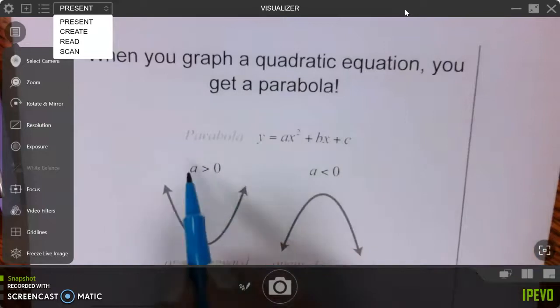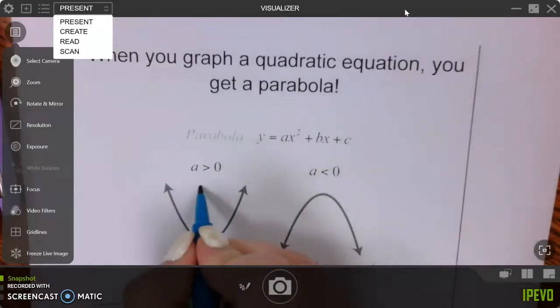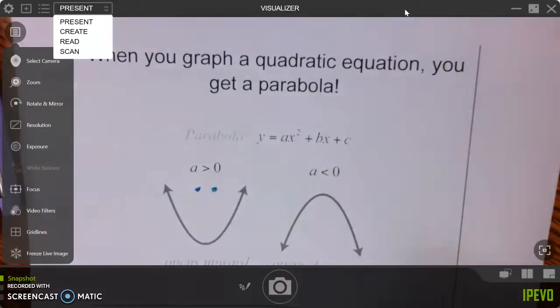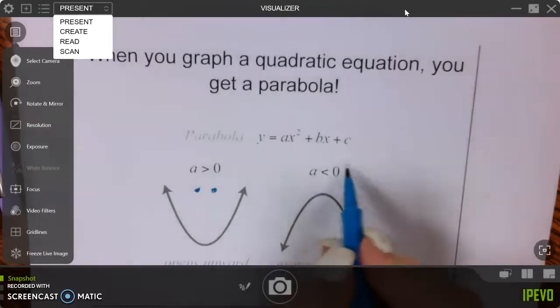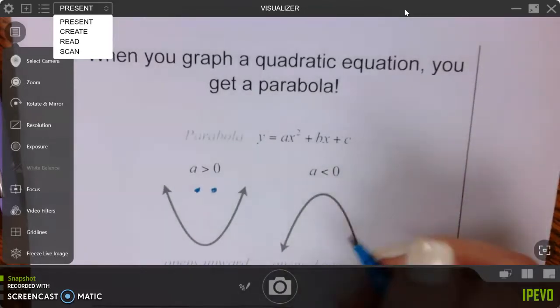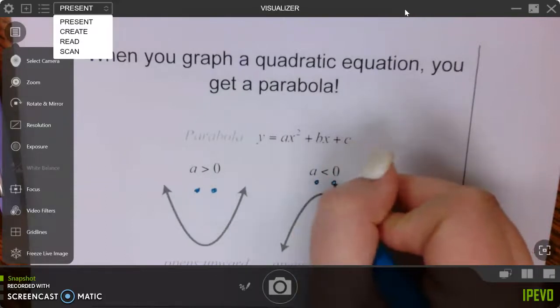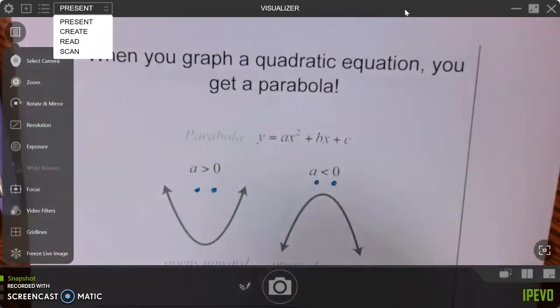When a is greater than 0, it's going to open up. It's going to be basically a smiley face. And if a is less than 0, it's going to open down, and that's going to be a frowny face.